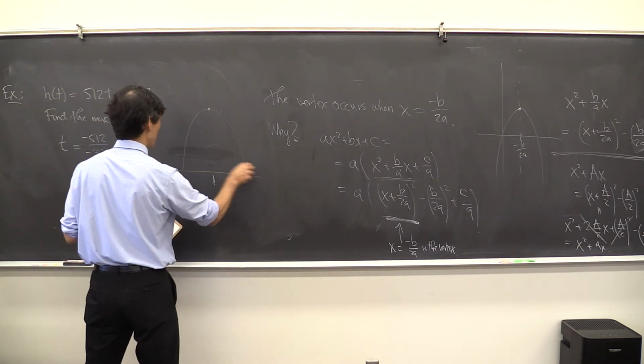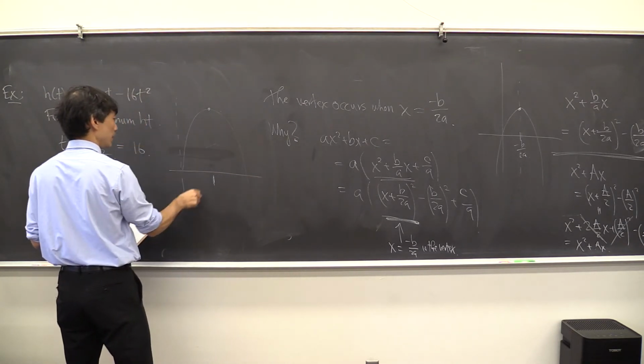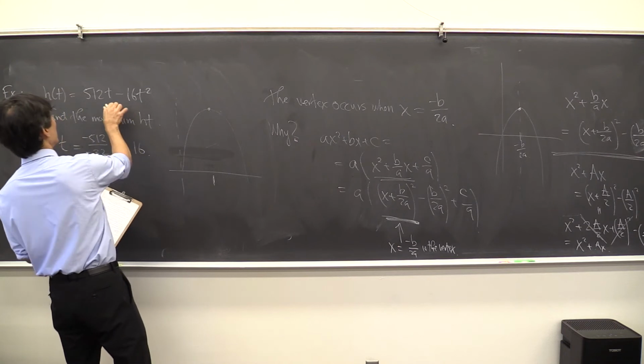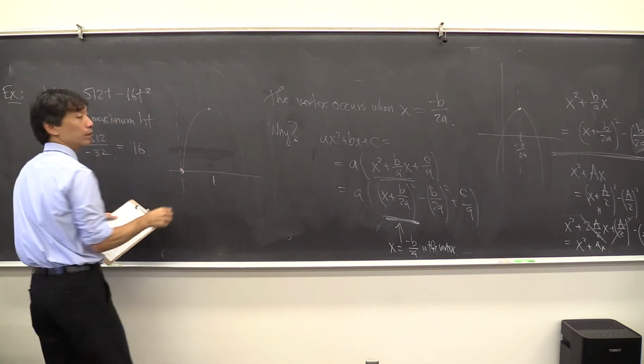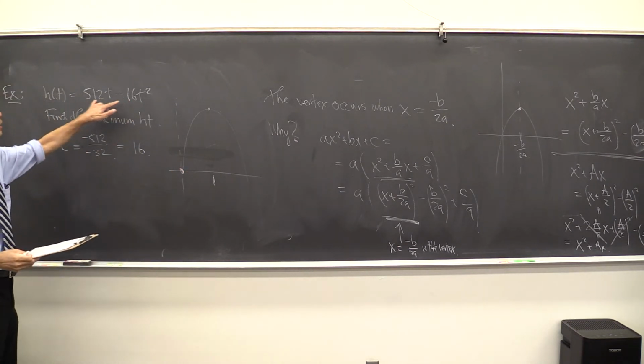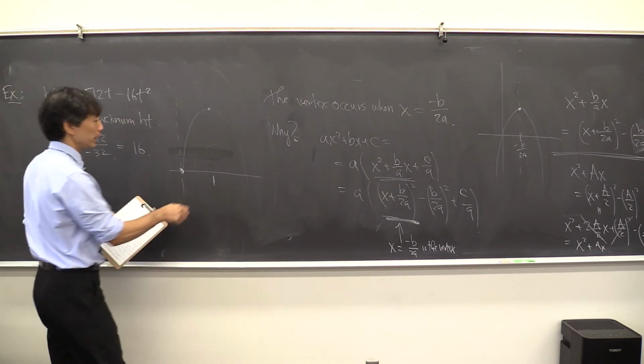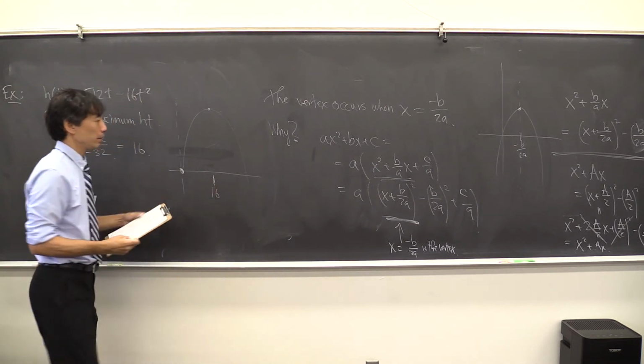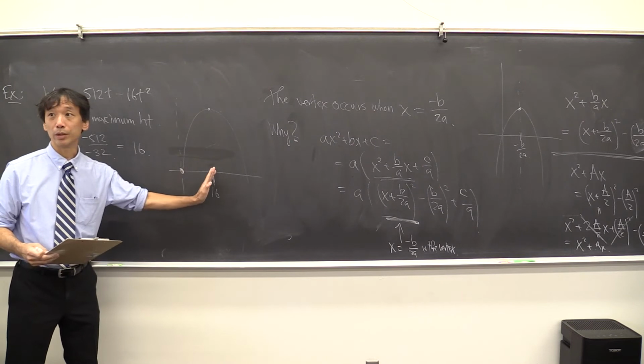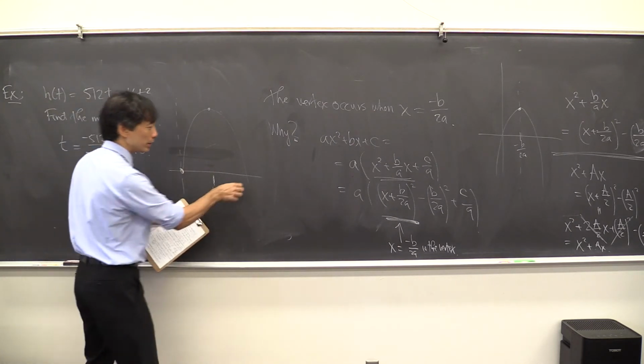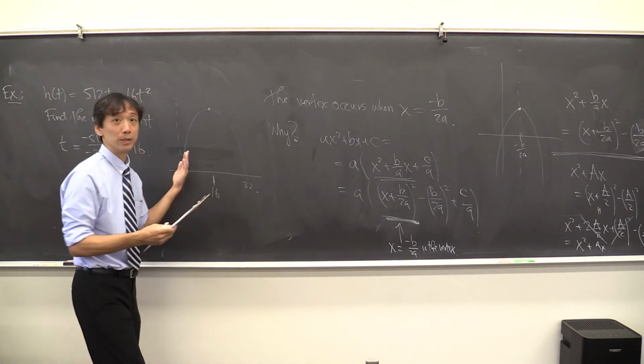And just as a side observation, you see that at time 0 the height is 0. When t is 0, the height is 0. And you see that the highest point occurs at time 16. And so you know it's going to hit the ground at time 32 by symmetry.